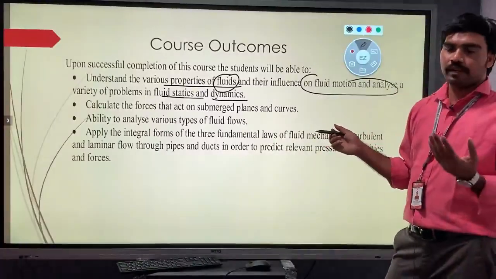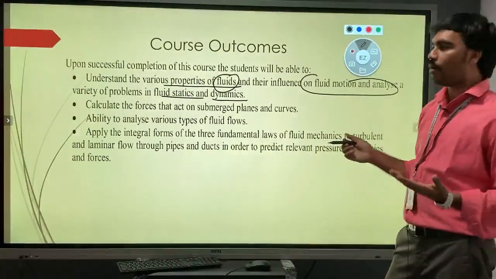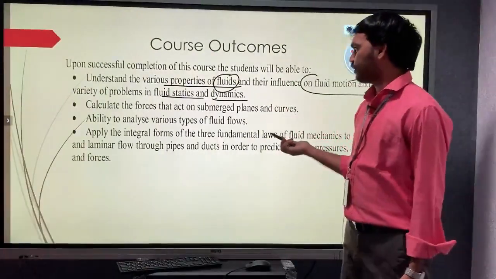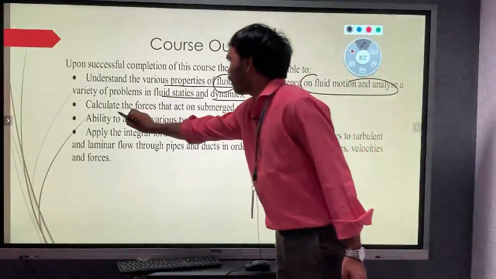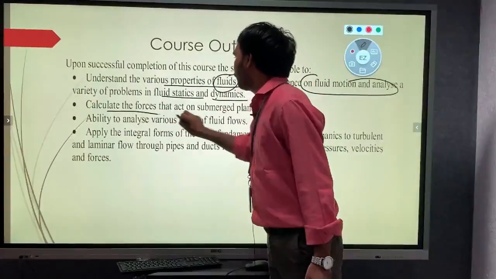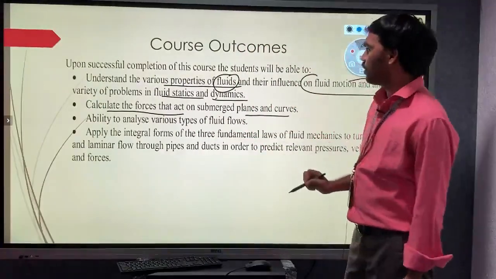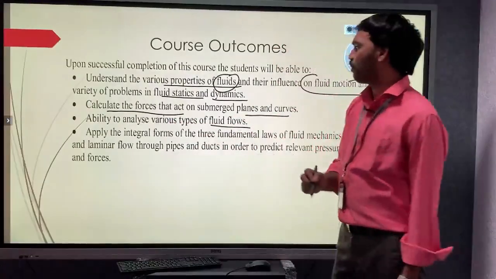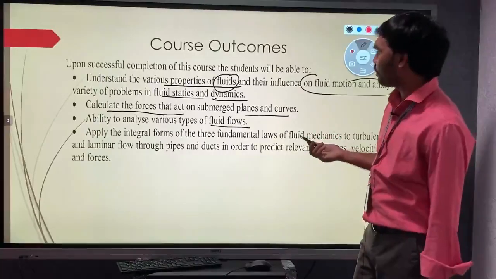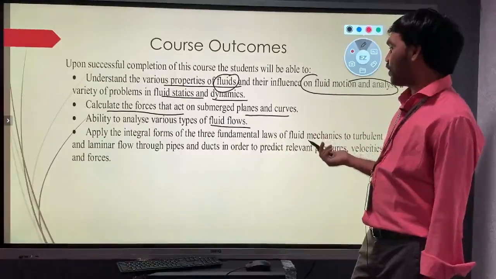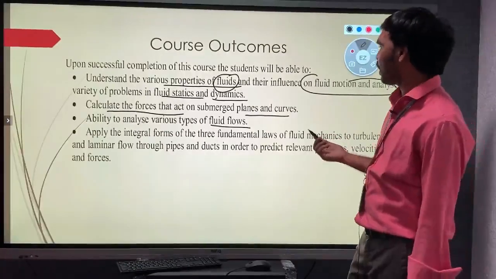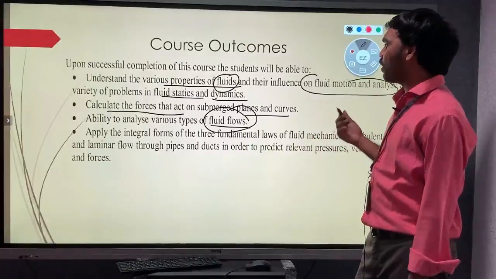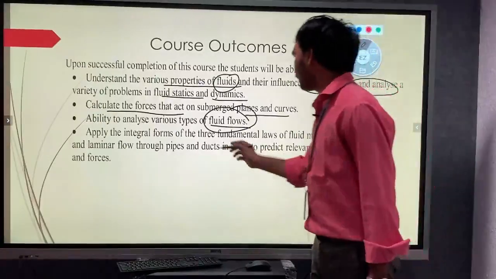So for example, when a plate is submerged in a liquid, how much force is exerted on this submerged plate, or where it is acting, and the student will be able to calculate the forces that act on submerged planes and curves. This we will discuss in the first unit, along with the ability to analyze various types of fluid flow like steady or unsteady, uniform, non-uniform, one-dimensional, 2 or 3-dimensional flows, rotational, irrotational flows, laminar and turbulent flows. So the students are able to differentiate and identify what kind of flow it is, and analyze these flows.